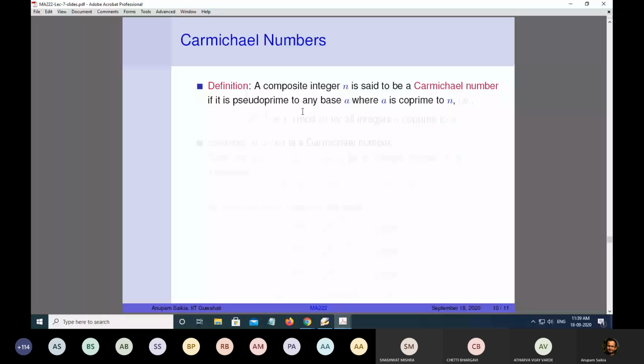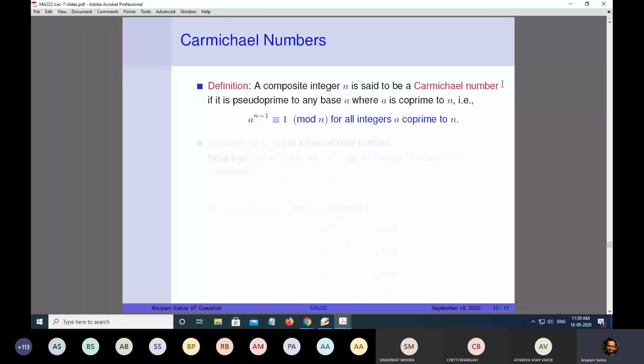It means it may behave like a prime, not just to the base 2 or 3, but to any coprime base. Any integer a coprime to n, you take a to the power n minus 1, and you get 1 mod n. Certainly, this is true for prime numbers. And these Carmichael numbers strongly resemble a prime. So another standard terminology is strong pseudoprime.